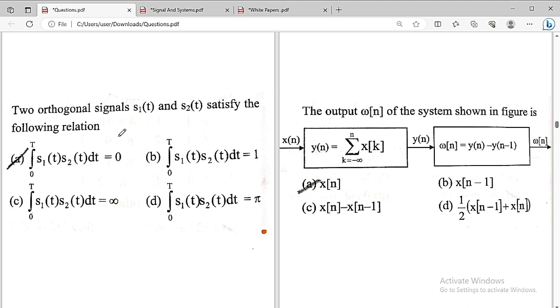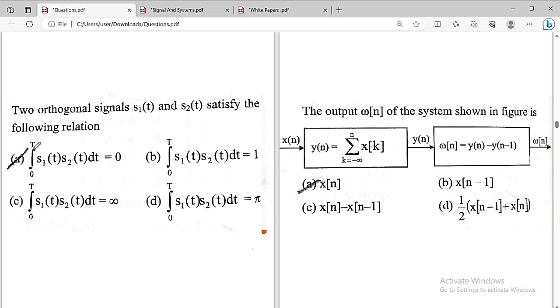If these are orthogonal signals, then what is the condition that they need to satisfy? We need to figure that out. Of the four options, option A is the correct solution: the integration over the time period of S1(t) times S2(t) dt is equal to 0. Then we can say these two signals are called orthogonal signals in a time from 0 to capital T. If this condition is satisfied, then we can say these two signals are orthogonal in this time from 0 to T.